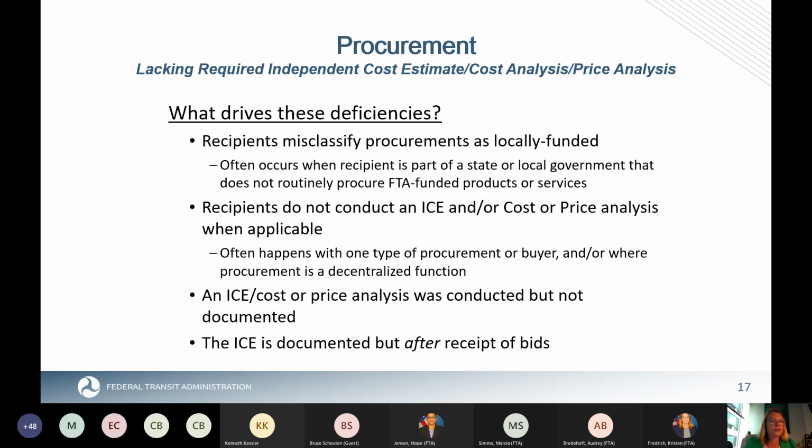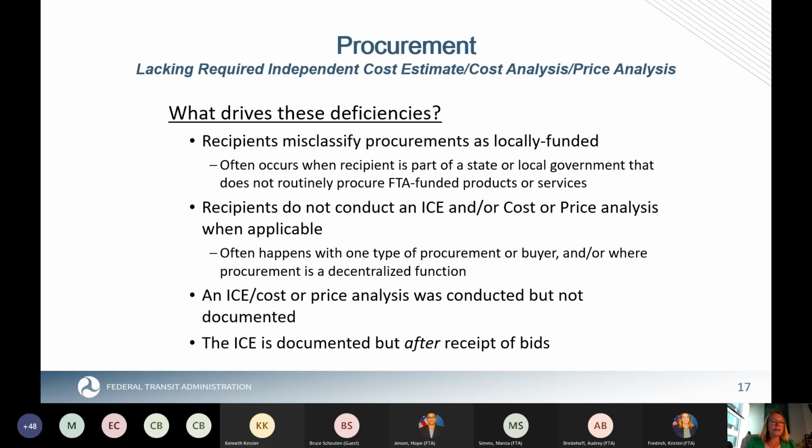So what really drives deficiencies? One common area in procurement, and independent cost estimates and cost or price analysis is no different. One driver is that recipients misclassify procurements as locally funded. This can often occur if you're part of a state or local government, so you're part of a city, a county, a state, and somebody outside the transit arena is conducting procurements for you. Quite often, federally funded and certainly FTA funded procurements aren't their normal bread and butter of procurements to put on the street. And so it may just be misclassified and a number of the federal requirements haven't come along with it.